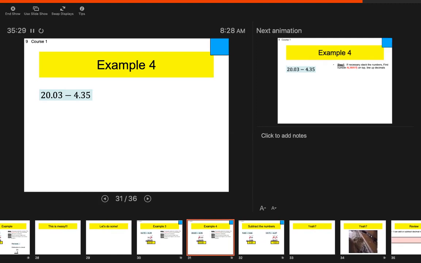All right, let's do one together, box 9. First one must go on top. Second one must go on bottom, lining up decimal places. Add zeros if necessary.